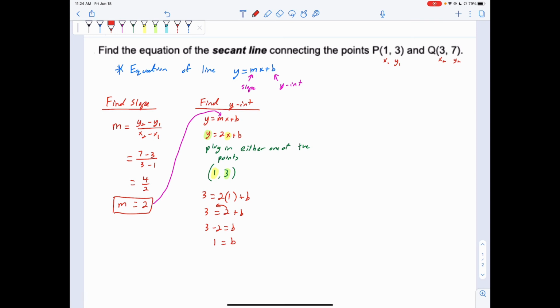And then finally, the last step would be to write out the full equation. So this is going to look like y is equal to 2x plus 1, and that is our equation of the secant line.